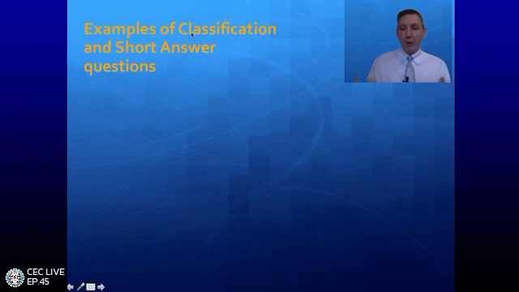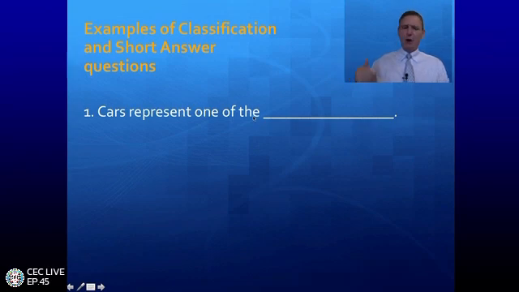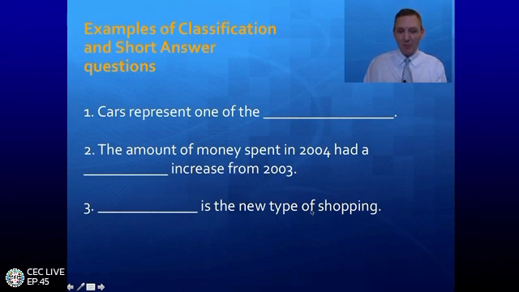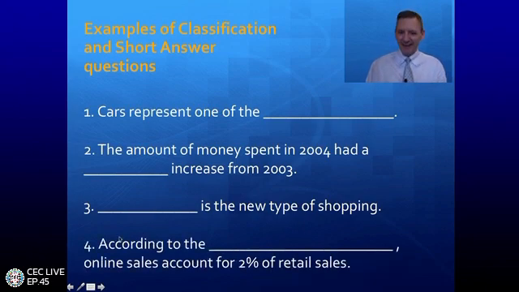And now, let's look at some examples. When you go to the questions, like: Cars represent one of the blah, blah, blah. So what do you think that is? Is that a who or is that a what? I think that's probably a what. Number 2: The amount of money spent in 2004 had a money. I'm looking for money, or easier, I'm just looking for a number or a percentage. Number 3: blah, blah, blah is the new type. Well, that's a noun, and that means a thing. So I'm just looking for a thing or a type.